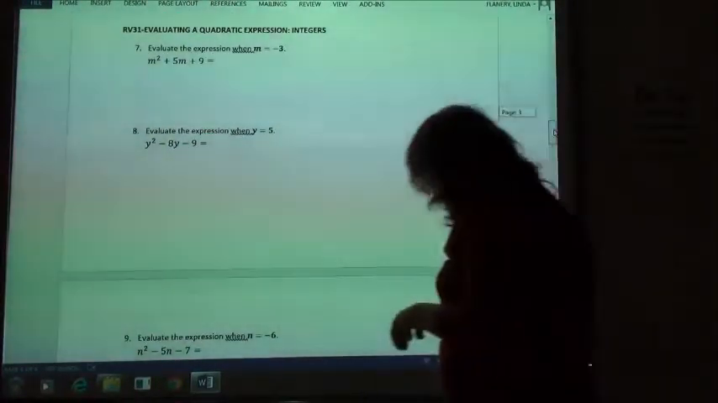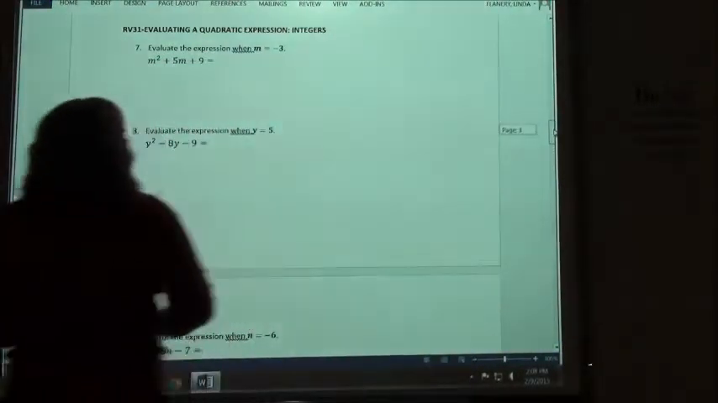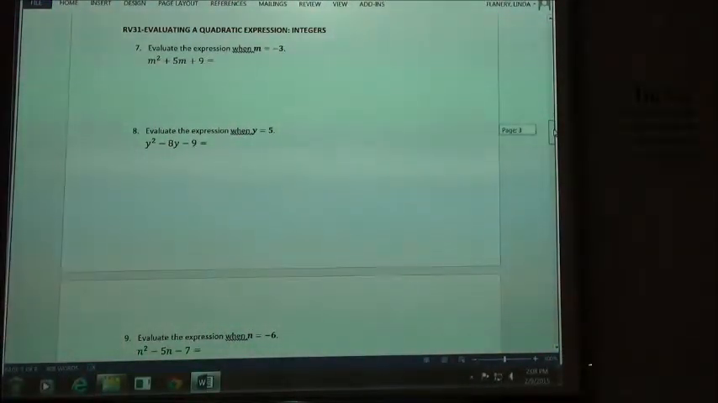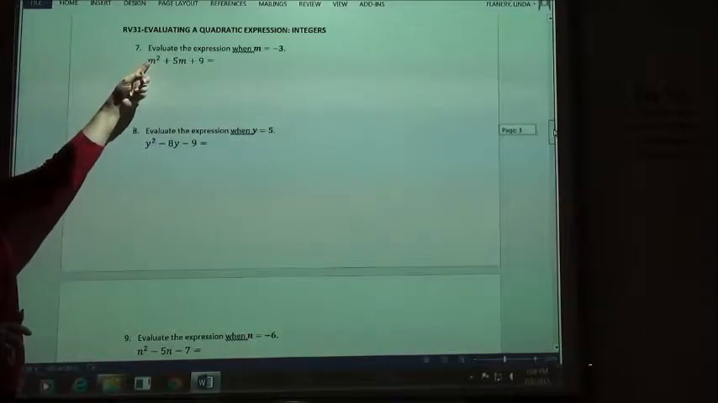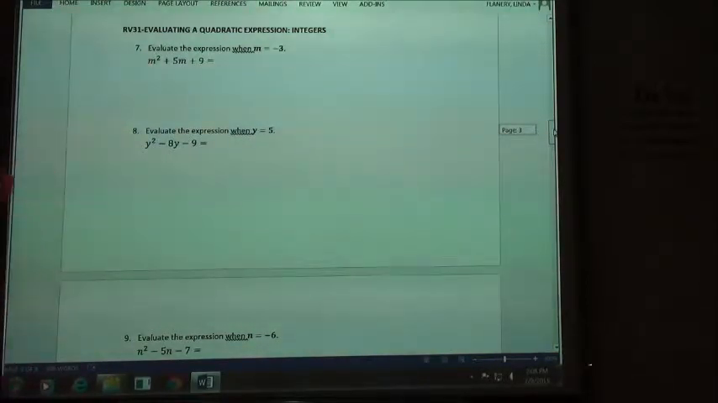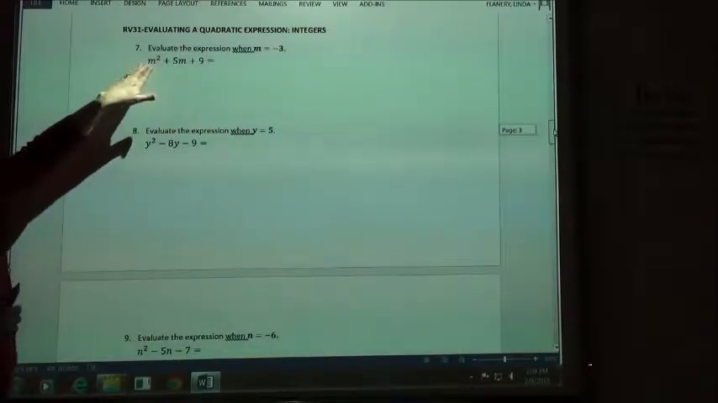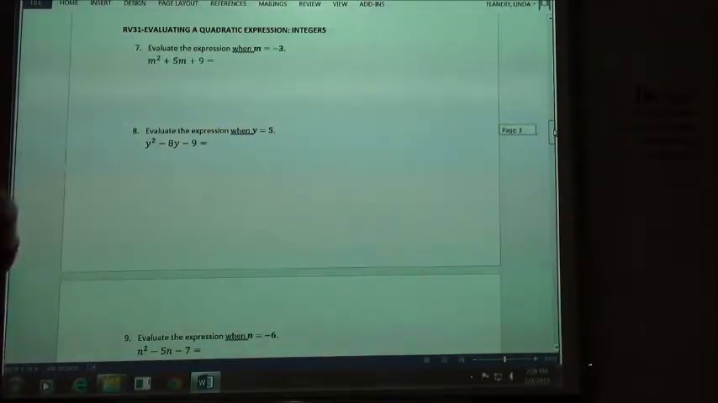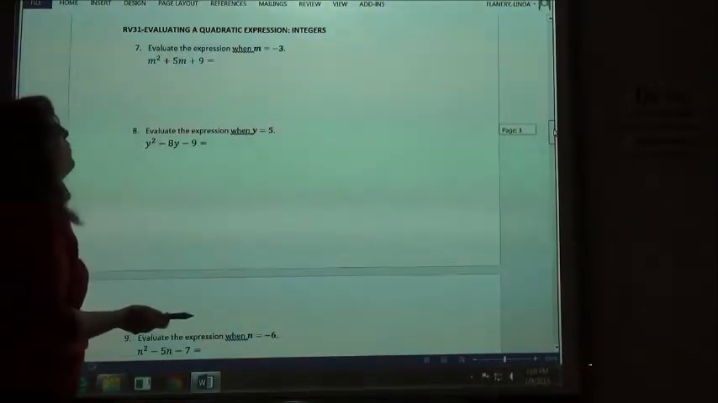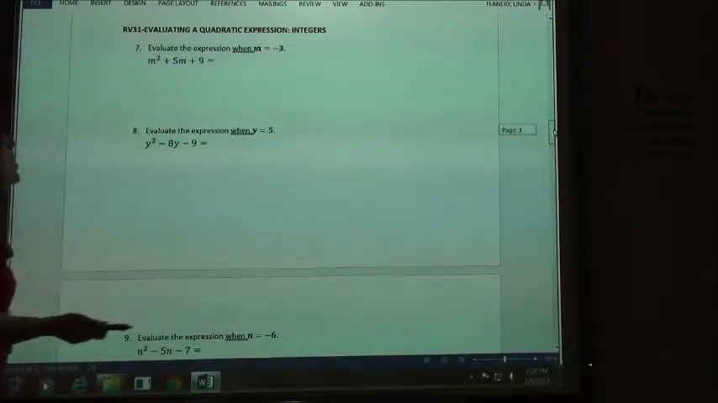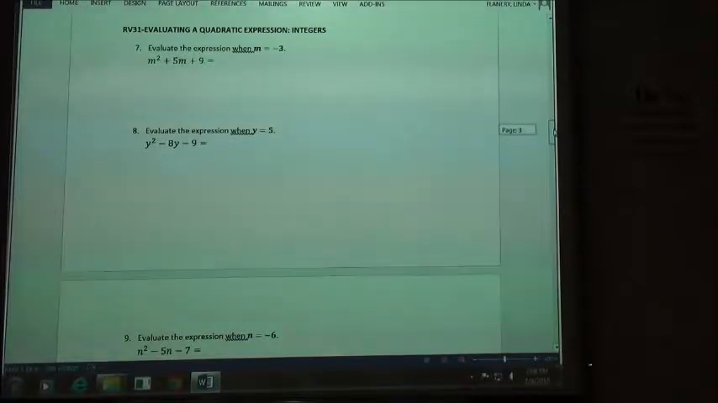Number 7 says evaluating a quadratic expression with integers. Quadratic expression just means you have the highest degree of 2, has a squared term. So whenever it says quadratic expression, expect to see an x squared, an m squared, something squared in your problem. So it wants us to evaluate. We said before when we evaluate an expression, we put that value in parentheses.